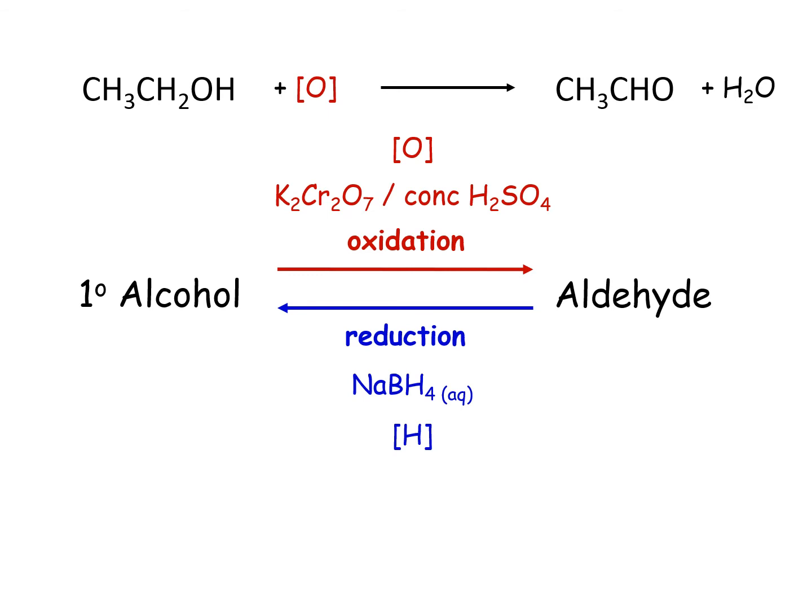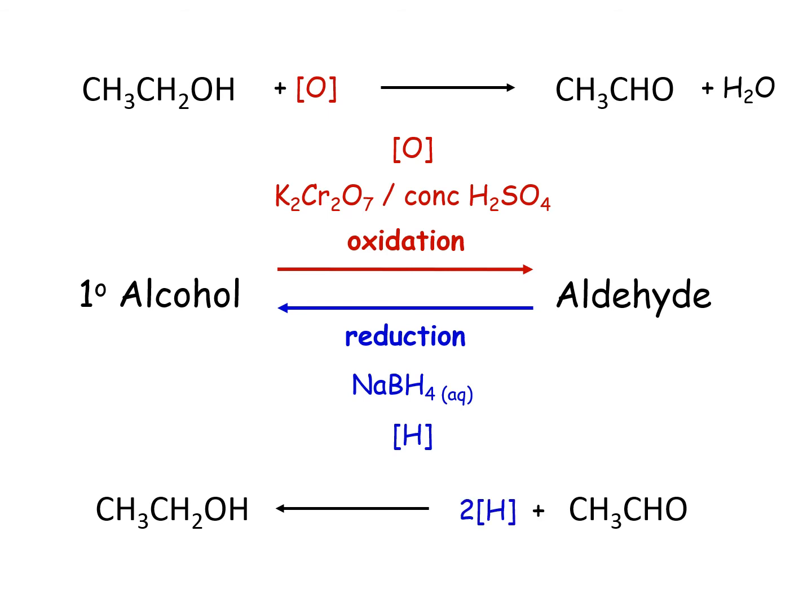Okay, so let's play spot the difference again then. So this time we're starting with the aldehyde, so C2H4O. We can reduce that back to the alcohol. So C2H6O, we have added hydrogen, so it's a reduction reaction. We can do an equation using our H, but when you play spot the difference, we've got two more hydrogens that we need, so we're going to have to add 2 moles of the H to make it balance.